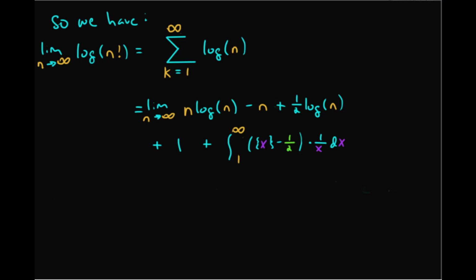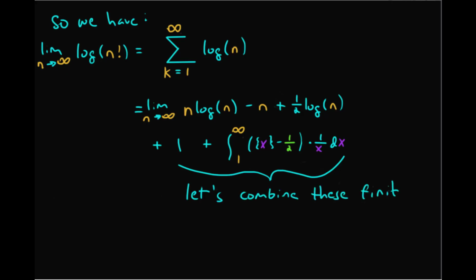And we've shown that that integral must converge. I don't yet know what that integral converges to, but I know that in the limit as n approaches infinity, it's converging towards some constant. So if we look at this formula, we have a bunch of terms in n, and then we have the constant 1 plus this integral, which is also converging towards some constant.